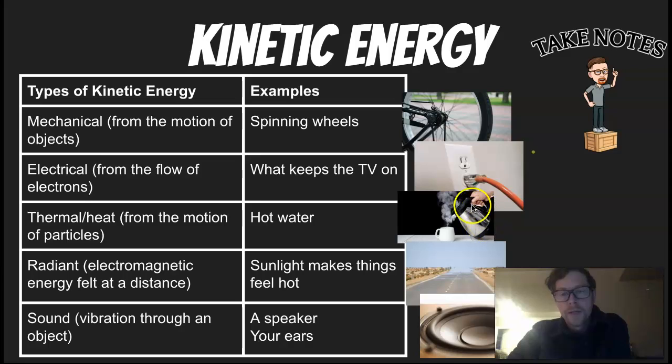So for example, in this pot of water, you've got a lot of very hot water. The molecules are moving very fast in the water, and they move even faster as they evaporate and leave the water and become steam or water vapor.